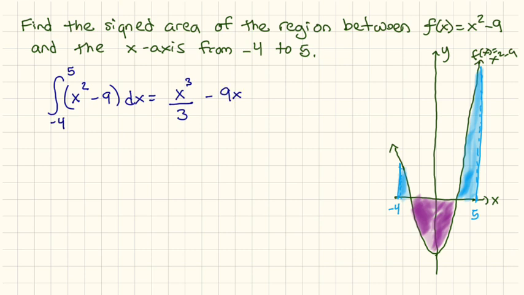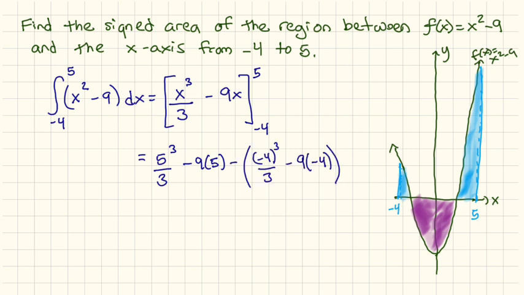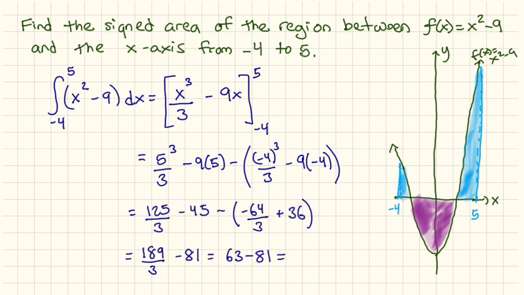So I'm going to integrate it, and then evaluate by plugging in 5 and then plugging in -4 and subtracting. Get the work done out here. You're welcome to look it over. So I get -18. So it looks like there's a little bit more negative area than positive area.